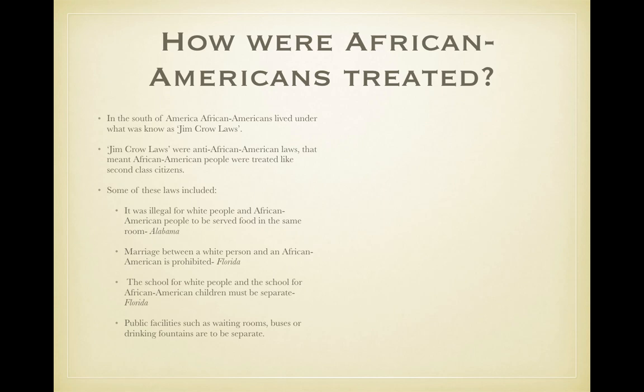Many people always ask me, what does Jim Crow mean? To be honest, I'm not sure, but the laws were Jim Crow laws. This is the sort of laws that African Americans lived under. The Jim Crow laws were anti-African American laws that meant African American people were treated like second-class citizens. They didn't have the same rights that white citizens had.